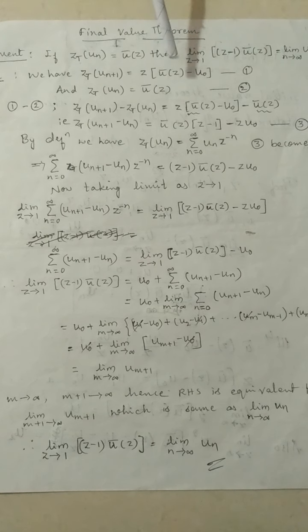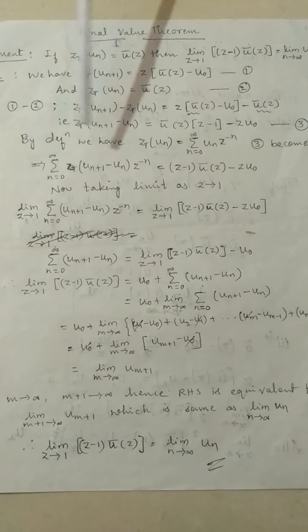This is equal to, even subtract right hand sides, z into u bar z minus u naught minus u bar z. Now take Z transform common. So write it as Z transform of u_(n+1) minus u_n. This is equal to u bar z into (z minus 1) minus z into u naught. Here from these two terms, z into u bar z minus u bar z, we are taking u bar z out. So we get z minus 1 and minus z into u naught as it is.